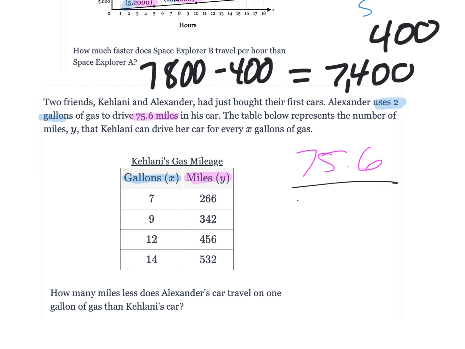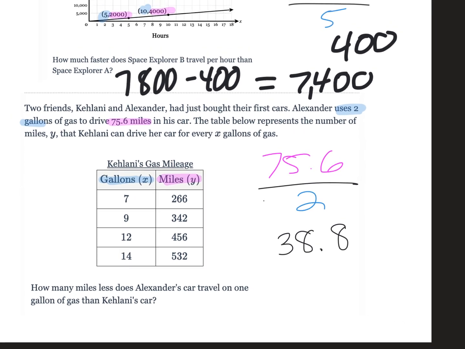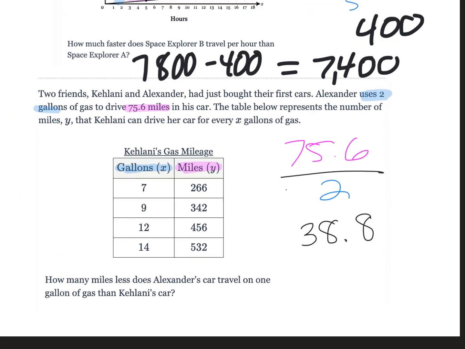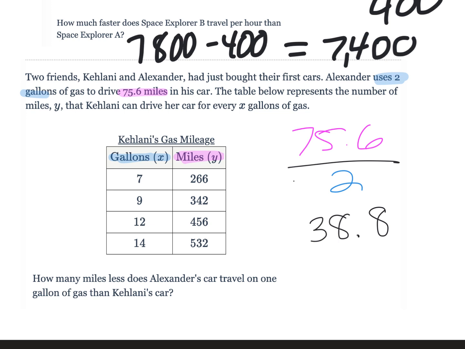75.6 divided by 2, what does that give me? 38.3? No, that's not right. 38.8? Did I do that right? Somebody get a calculator real quick. Help me out. Give me 76. 37.8. That's why it was bugging me. I knew I was wrong, but I was like, how am I wrong? All right, 37.8. Thank you.